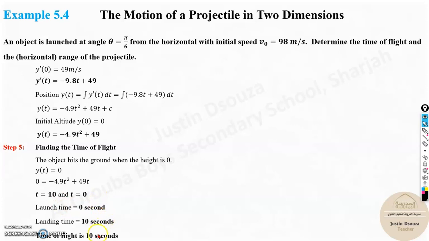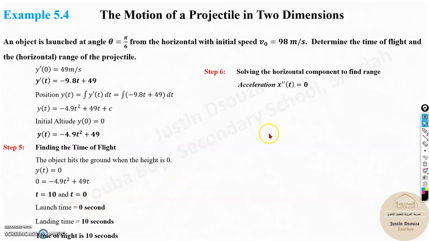So that is the time of flight. Time of flight is 10 seconds. Total, how much time of flight? From 0 to 10, that is 10. If you scroll back to the previous problem, the launching time was 0 seconds itself, but the landing was at 4, so the time of flight was 4 seconds. In this one, it's 10 seconds.